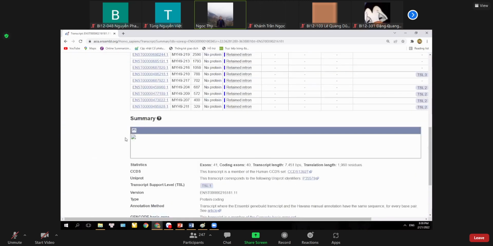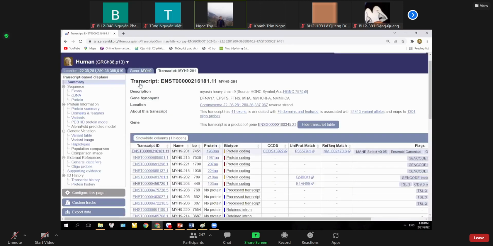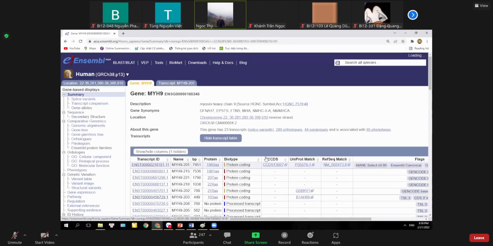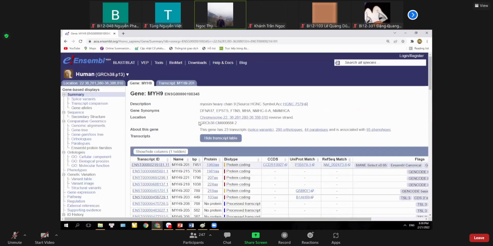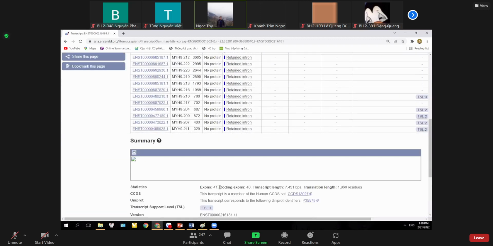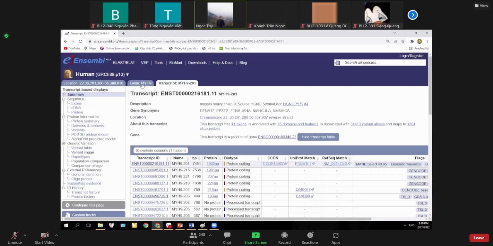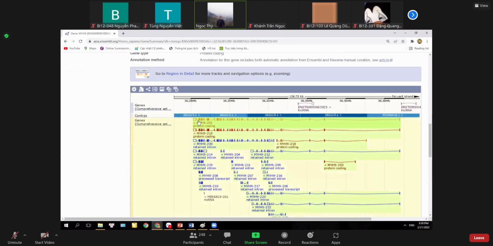Oh, it doesn't provide a picture here. Okay, so MYH9-201, as I remember, includes 41 exons. Yeah, 41 exons, but among those, only 40 are coding exons. So we can see in this figure that it includes 41 exons.